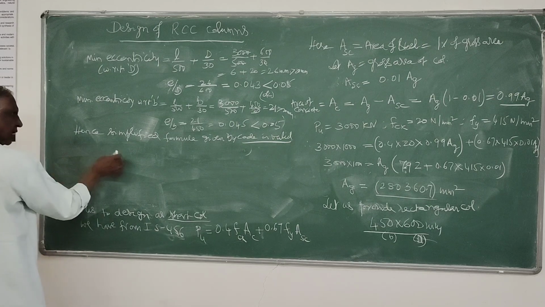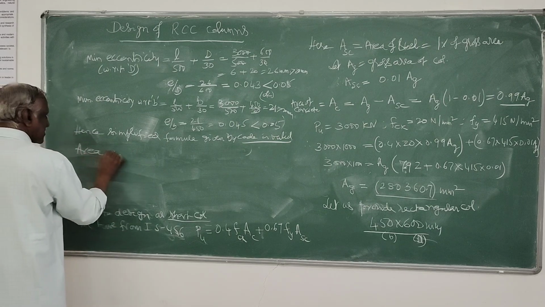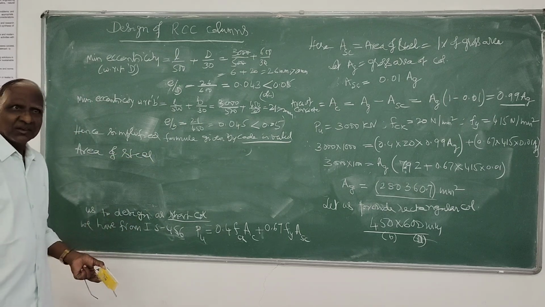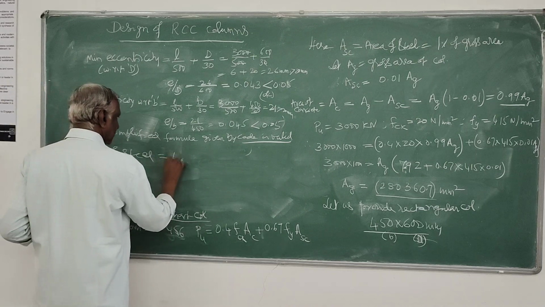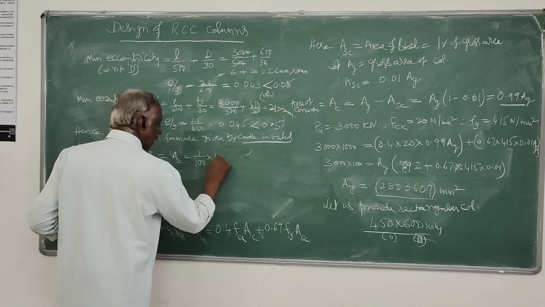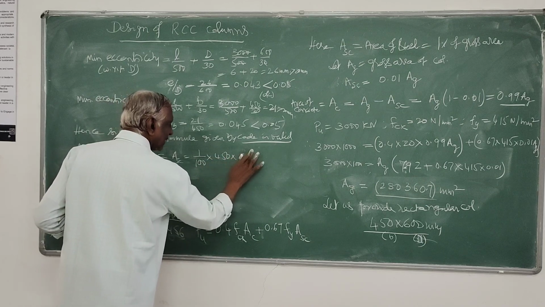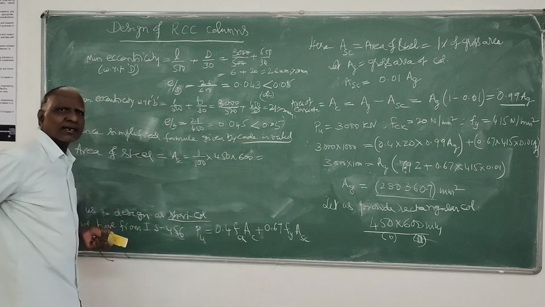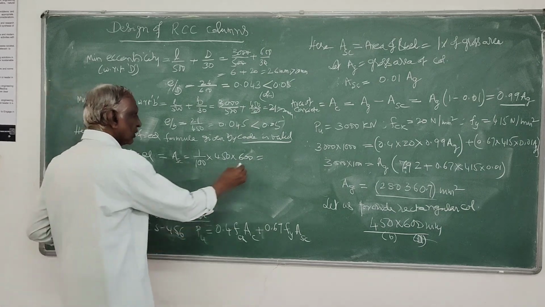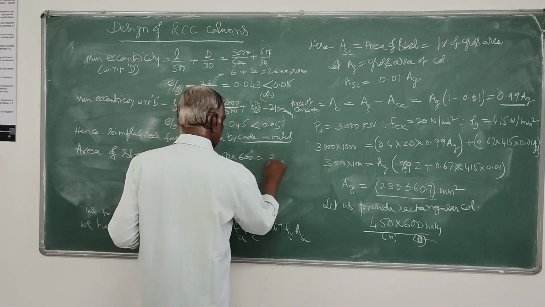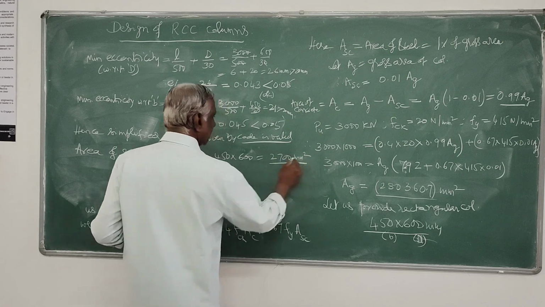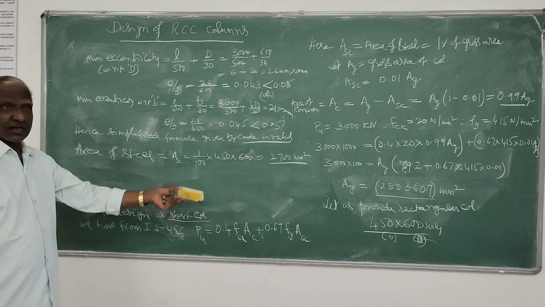Therefore, area of steel, that already you have assumed. That's a very simple calculation. 1% steel, you have assumed, so ASC is 1% of 450 into 600. That's why to start with you assume some suitable figure, I told. So this comes to 2,700 millimeter square. Units also have to be careful.